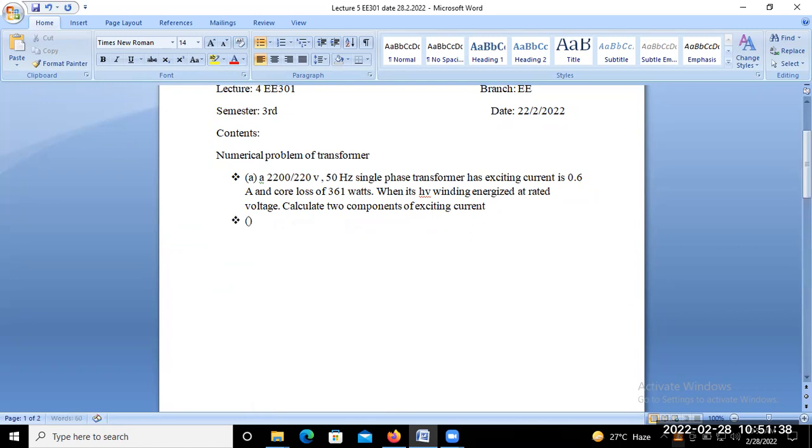And in part B, if the transformer of part A, if the transformer of part A, you don't know this? Hello, Amar Kumar, just mute yourself.